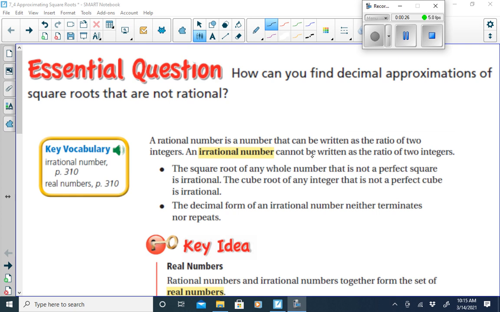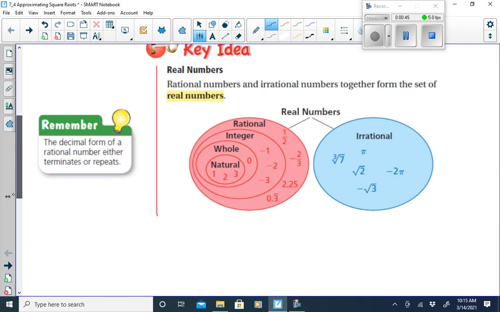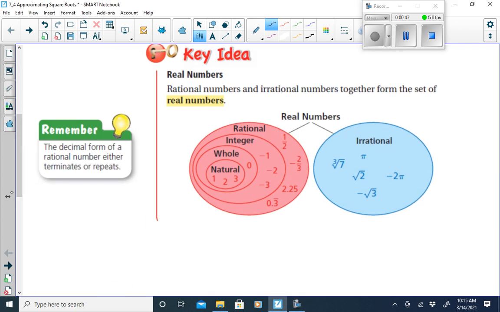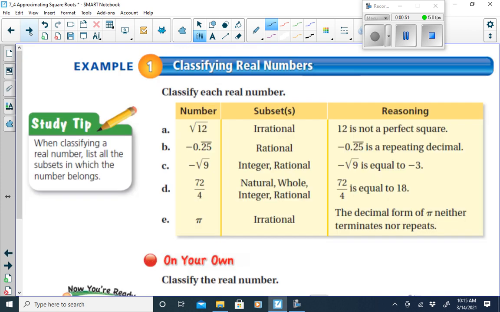The square root of any whole number that is not a perfect square is irrational. The cube root of any integer that is not a perfect cube is irrational. The decimal form of an irrational number neither terminates nor repeats. Rational numbers and irrational numbers together form the set of real numbers. You have some examples here.